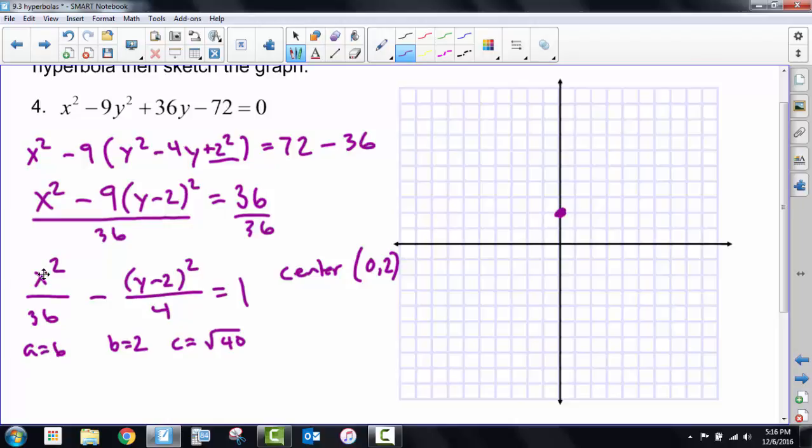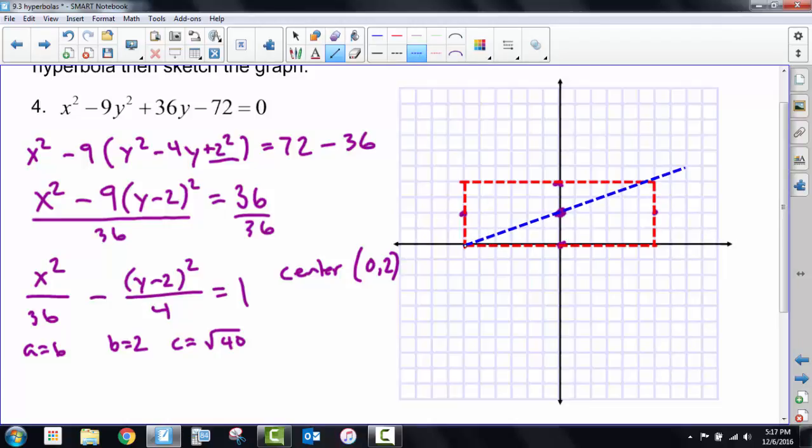Again, we know A is connected with x, so that tells me to go left and right 6 spaces from the center. I need to go up and down 2 spaces. And then we can draw a rectangle. I've always found that if you really understand the other conics that lead up to hyperbolas, these aren't that bad. These can look a little intimidating for the rookie, but fortunately, you guys are seasoned veterans, so it's not really a problem for you, right?